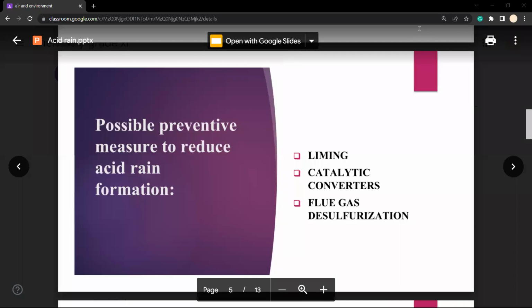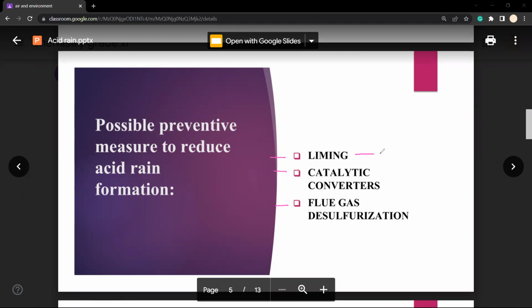So now we move on to the possible preventive measures to reduce the acid rain. This is something very, very important. These are the remedies. In order to lower the impact or slow down the impact of the acid rain, these are the three remedies which we can follow.